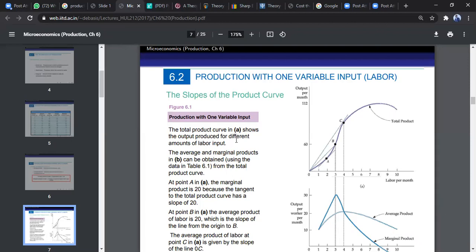So the total product curve in A, output is produced at different levels. Is that a question?